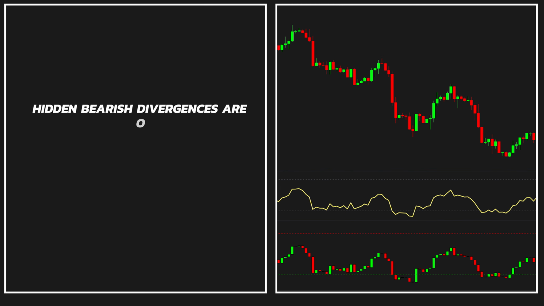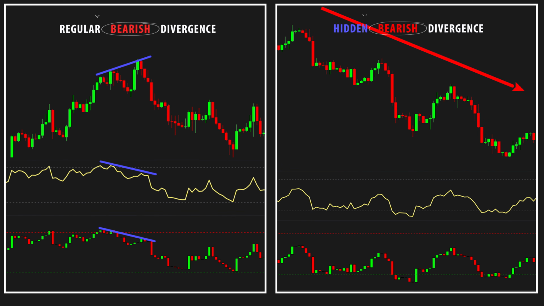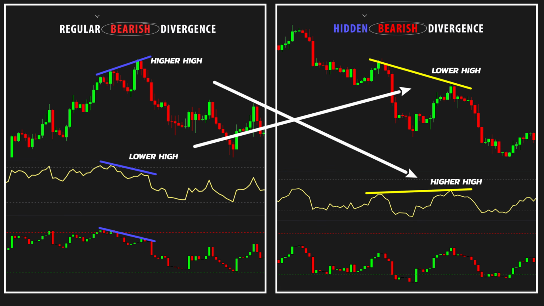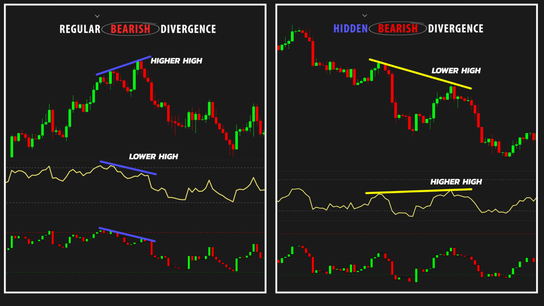Hidden bearish divergences are opposite to regular bearish divergences. Price is in a downtrend, so it makes a lower high, but the oscillator makes a higher high. We know regular bearish divergence is when the price makes a higher high and the oscillator makes a lower high, which is completely opposite. Hidden bearish divergence is showing us temporarily the price is going upward, but sellers are still active in the market. That's why the oscillator creates a lower high.